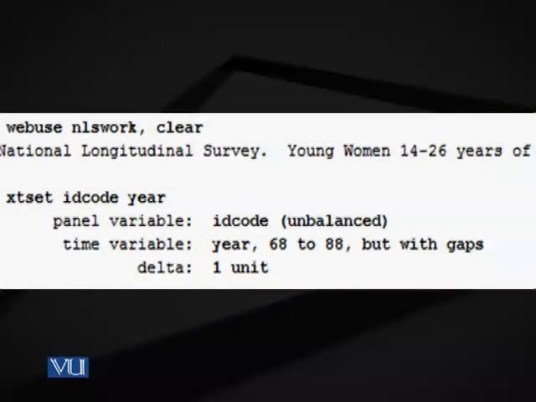The second thing you see is the time variable. The year is from 68 to 88, but with gaps. This means that we don't have data on continuous years. There must be some gaps in between. And then you have delta of 1 unit. So this is the change in the time dimension, year.